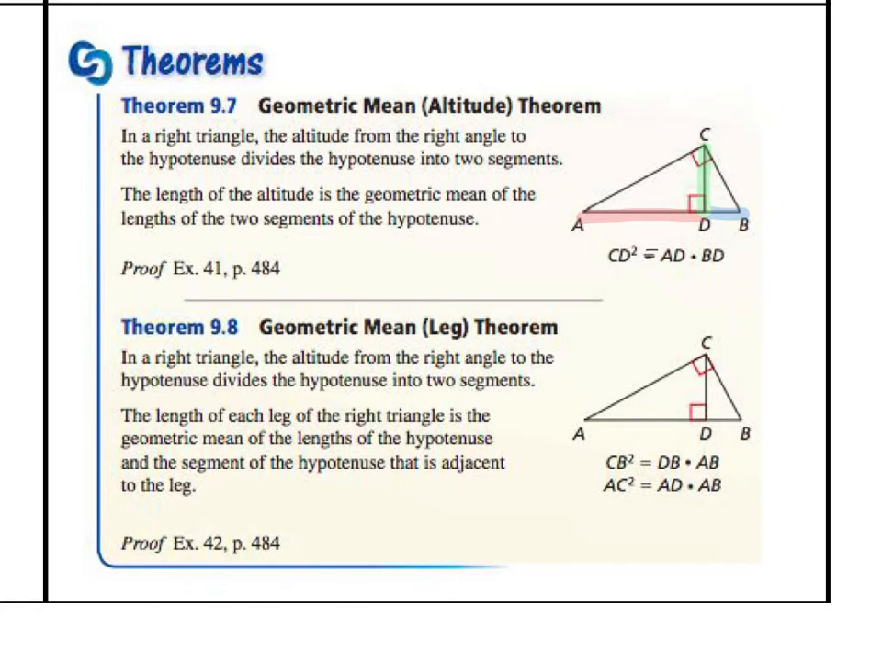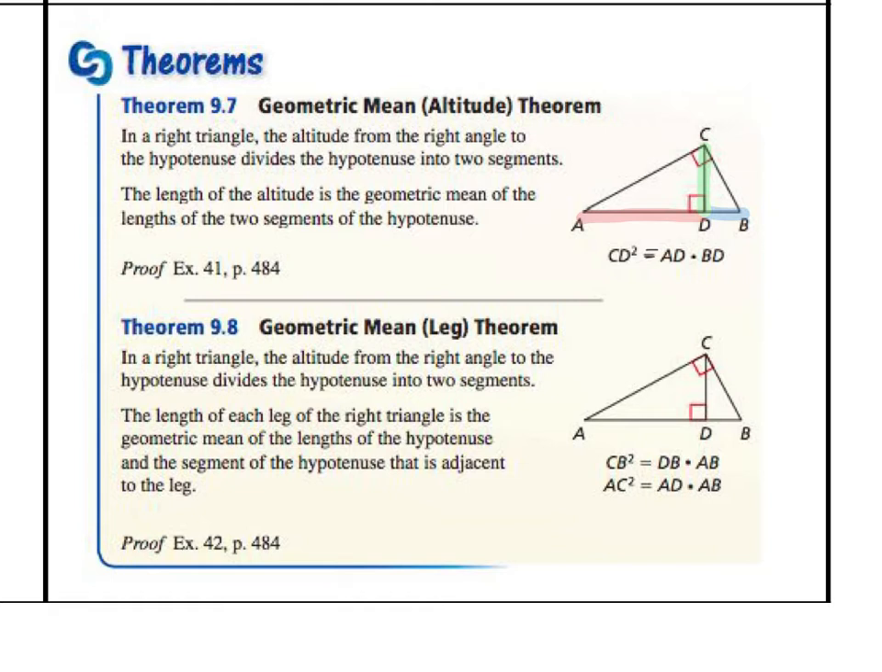Now the geometric mean leg theorem says that in a right triangle, the altitude from the right angle to the hypotenuse divides the hypotenuse into 2 segments, obviously. The length of each leg of the right triangle is the geometric mean of the lengths of the hypotenuse and the segment of the hypotenuse that is adjacent to the leg. It's okay, we have some formulas here.